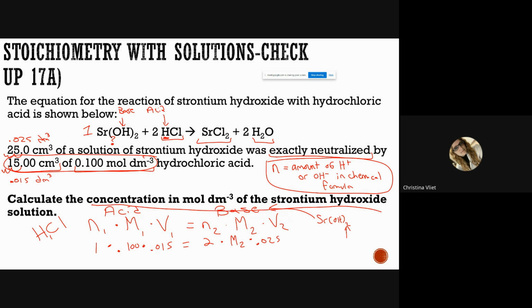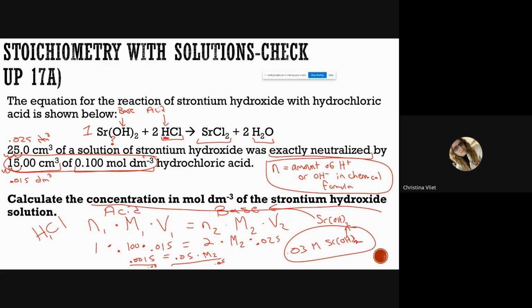So it would be 1 times 0.1 times 0.015, which is 0.0015 on the left side. 2 times 0.025, which is 0.05 times M2. And then divide both sides by 0.05, and guess what? Same answer. This is the same answer we got from that 3-step process, right? 0.03.